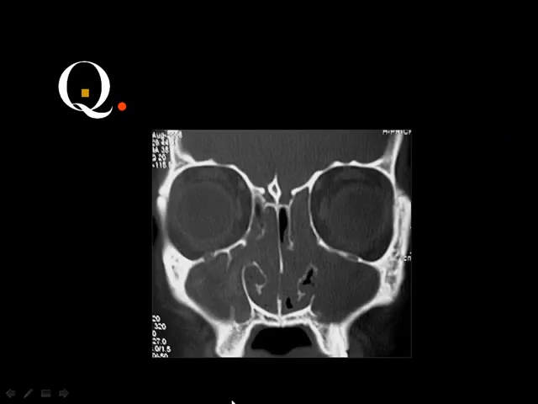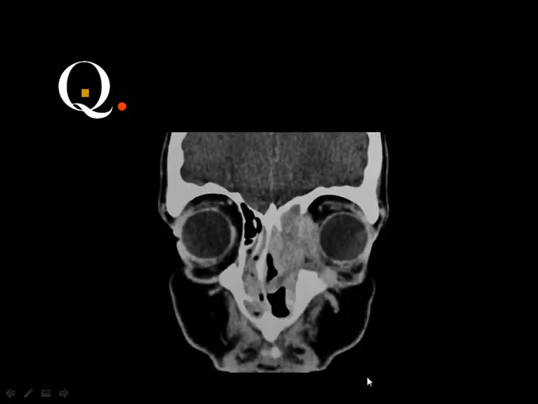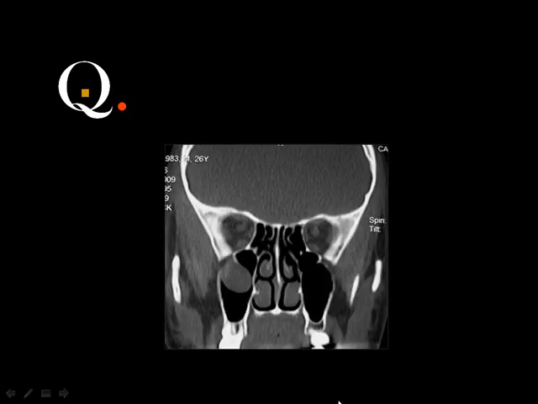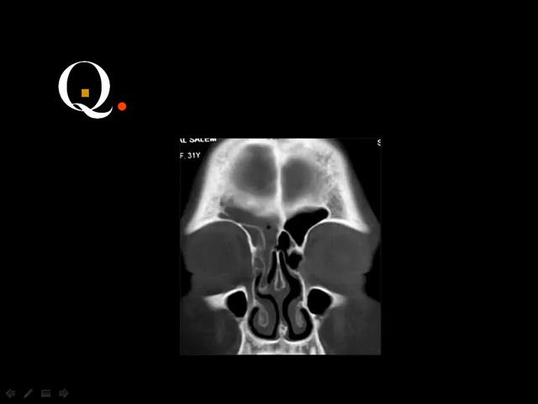What do you think of this? Sinonasal polyposis. And there may be a superimposed fungal sinusitis, and you need the soft tissue window to be sure for that. What do you think about this? Yes, this is carcinoma because of the aggressive bone destruction, intraorbital extension. This is carcinoma of the ethmoidal air cells invading the orbit. What do you think about that? Retention cyst.